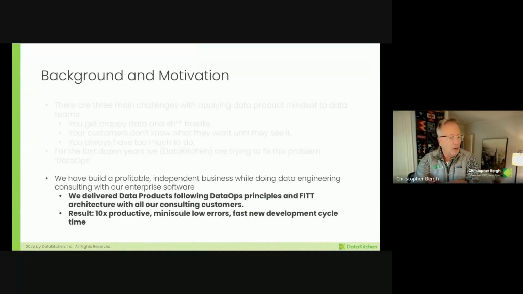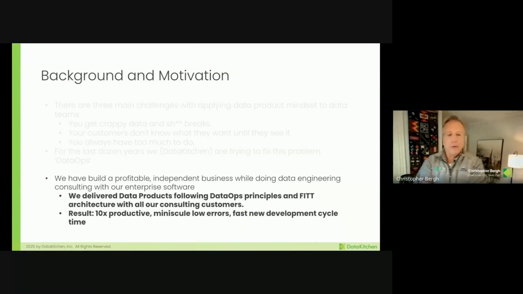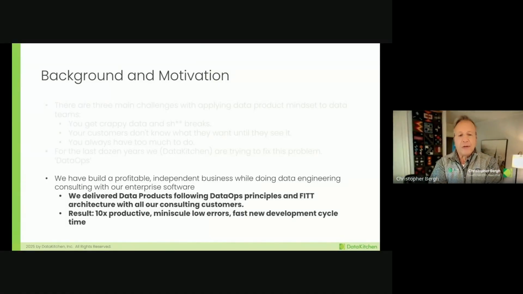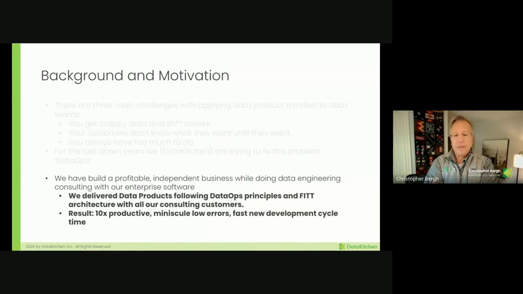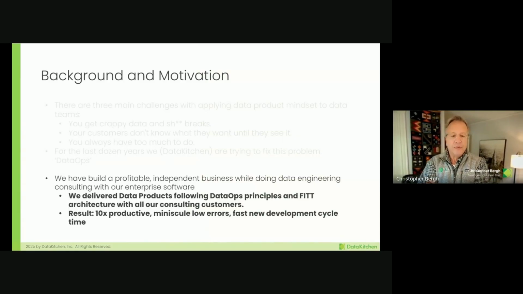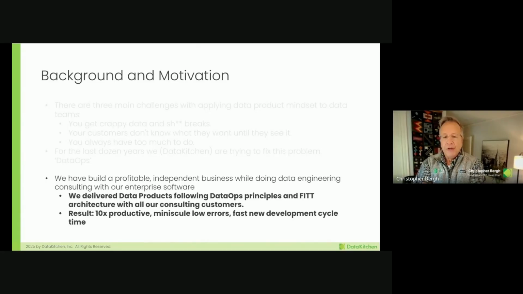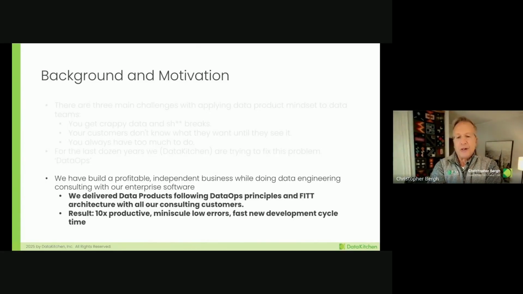But also, we are a profitable company. We're owned by our founders and employees. And we've been in independent business for about 12 years. Partly what makes us independent is we sell our software, but we also deliver data products following DataOps principles using the FITT architecture with all our customers. And we've got these great results.